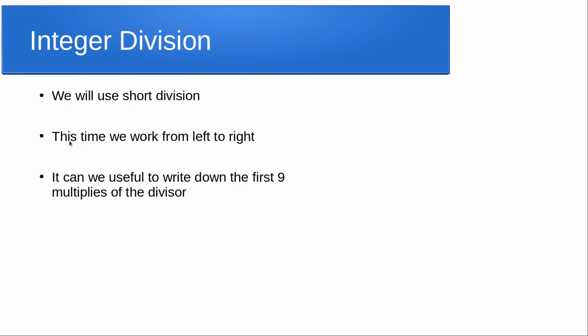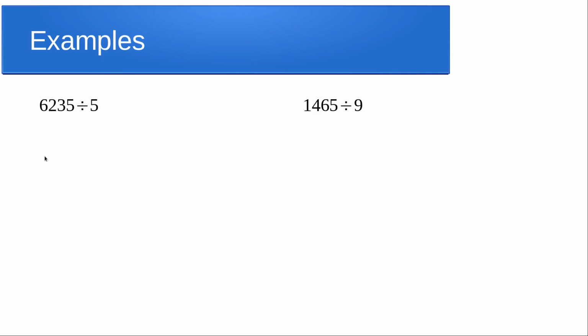And where with addition, subtraction and multiplication we work from right to left, with division we actually work from left to right. And the other bit is, and I'm not going to do this in the video, but it can be useful to write down the first 9 multiples of the divisor, because you can do that by repeated addition, and then you don't have to worry about the times tables for that actual number. Okay, so let's look at two examples.